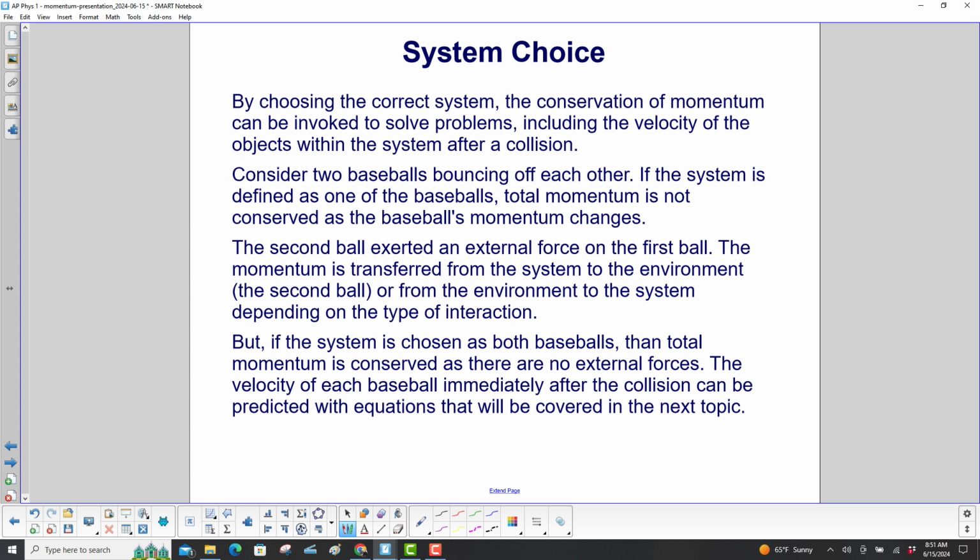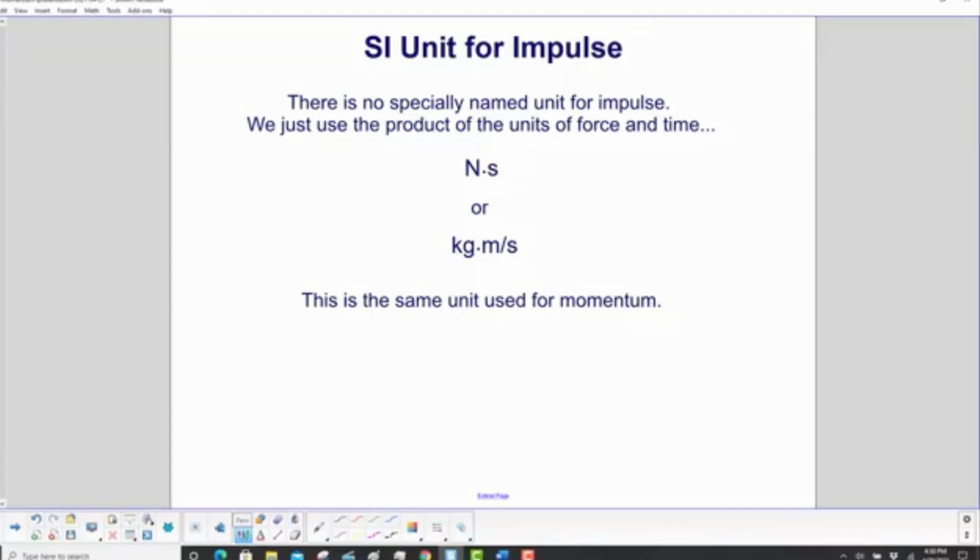But if the system is chosen as both baseballs, then total momentum is conserved as there are no external forces. The velocity of each baseball immediately after the collision can be predicted with equations that will be covered in the next topic. There is no specially named unit for impulse. We just use the product of the units of force, newtons, and time, seconds. So we get kilogram meters per second. This is the same unit that we use for momentum, which is a good thing.